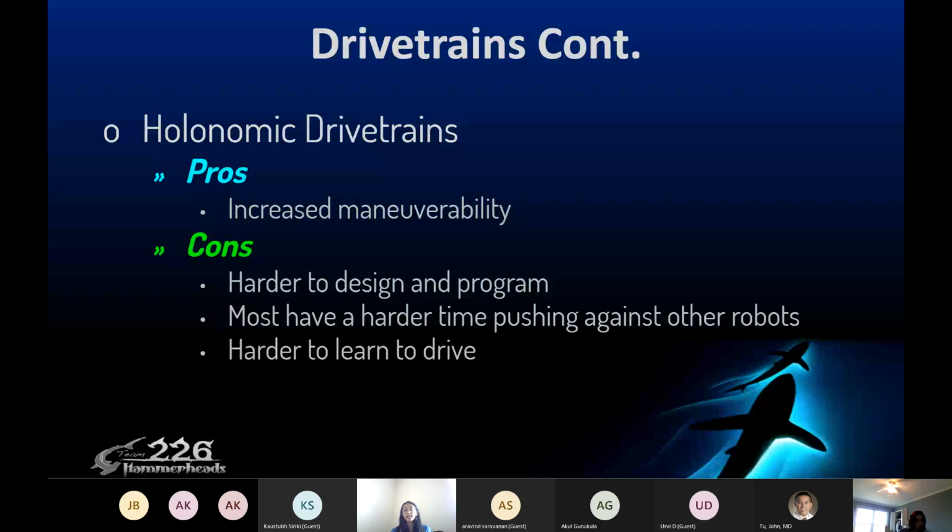Holonomic drivetrains, on the other hand, are more agile, which means that they have increased maneuverability, but they're also very challenging to program and drive, as well as having less potential for a high pushing force, meaning that they can get knocked over much easier.